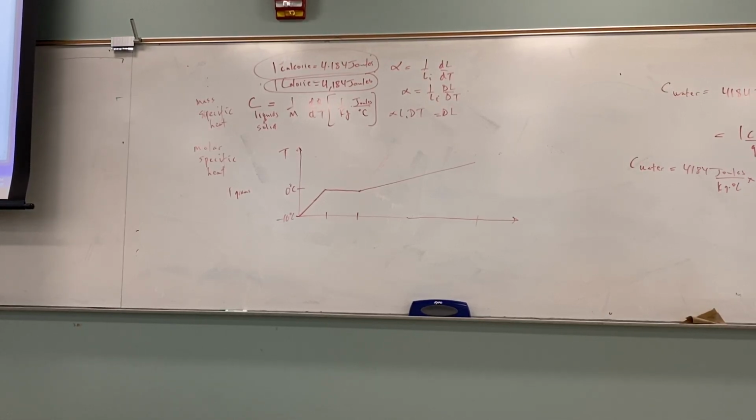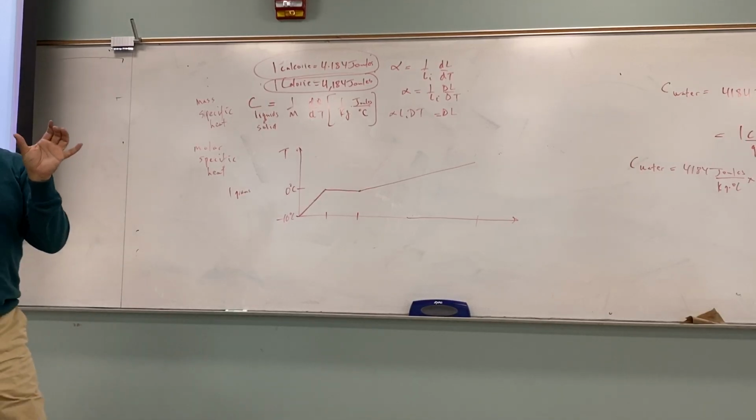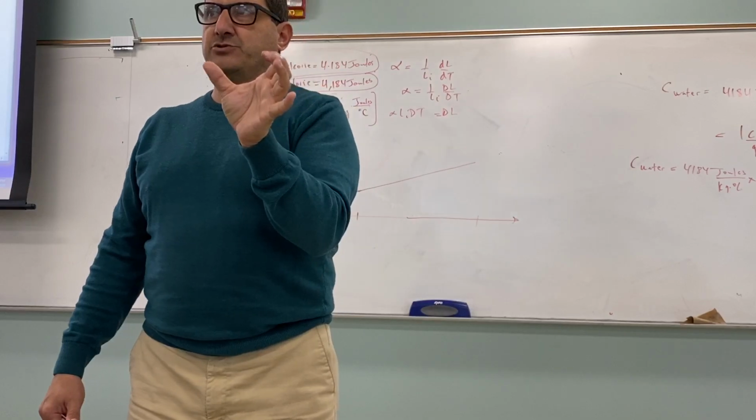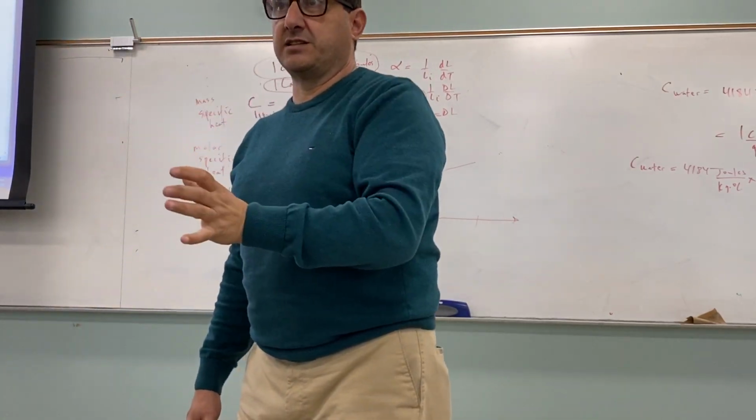You see, for ice, 2.108. For water, 4.18, right? So it's about half. It's about half of water. And then steam is even a little bit smaller than ice. So what does that mean? For water, it should take more heat to increase the temperature by a certain amount than solid ice.